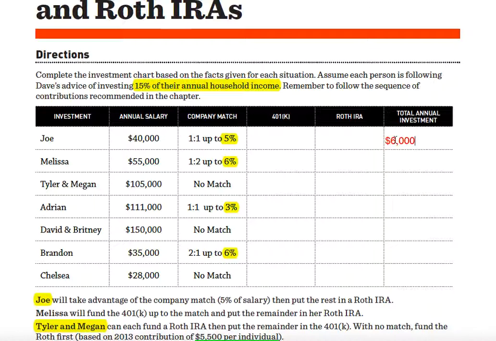The next thing you need to look at is how much the company is going to match in Joe's 401k, which is over here under the company match column. Joe will take advantage of the company match, which is 5% of his salary, and put the rest of his total annual investment into the Roth IRA. In order to figure out what the company will put into his 401k, we need to take his annual salary of $40,000 and multiply it by 0.05. When we do that, we should get $2,000.